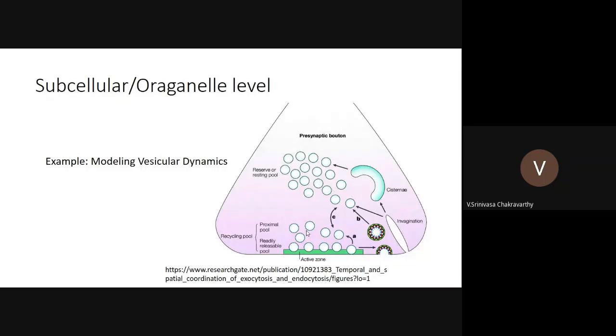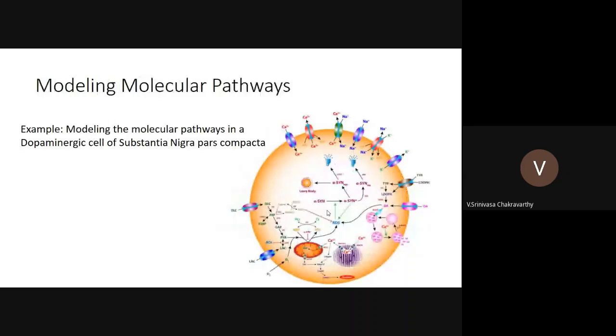So all this dynamics is a very rich process, and all this can be modeled. People have done lots of modeling of this. So you can model like that, even organelle dynamics inside the neuron. Or you can go to even smaller levels in the hierarchy and model the molecular pathways inside the neurons. For example, this picture shows the molecular pathways inside a dopaminergic cell in a part of the brain called substantia nigra pars compacta.